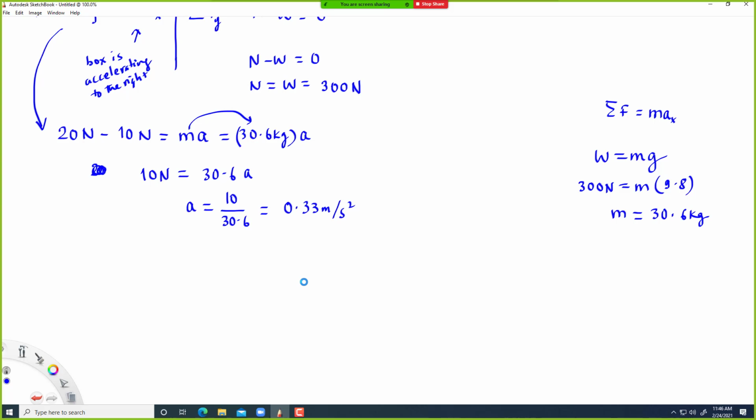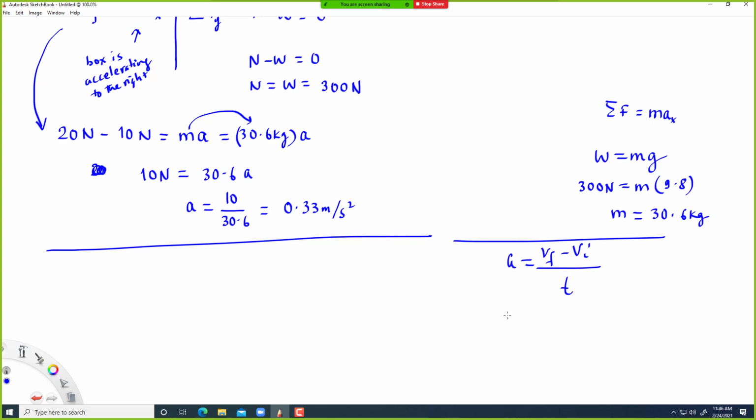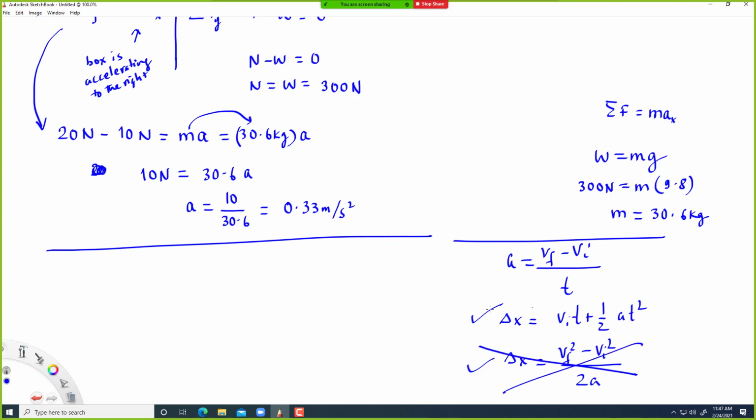So this is a kinematics problem now. Up to here is the force problem. Now we need to deal with the kinematics. So in kinematics we have 3 equations. One is A is equal to V final minus V initial over T. And then delta x is equal to VI T plus 1/2 A T squared. And then delta x is equal to VF squared minus VI squared over 2A. So think about which one we want to use. We want to find the displacement. So that means we need to use either this one or this one. And we don't know the final velocity, so we cannot use that. So that means we need to use this one.